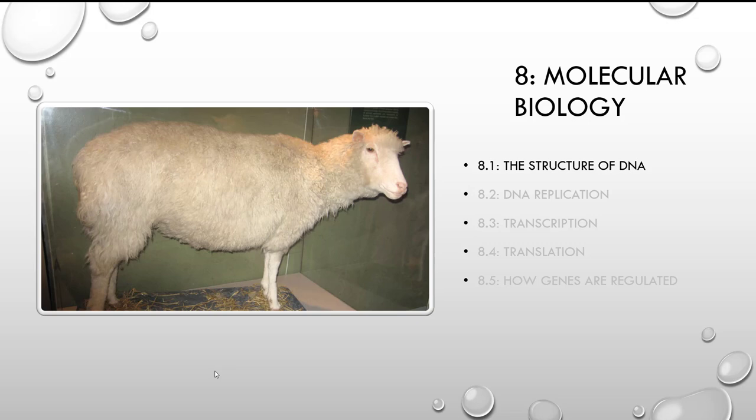So we're going to focus in on those 4 nucleotides and how just a sequence of those will code for the proteins that code for our traits. We're going to start out by looking at the structure of DNA. And from there, we're going to learn about how DNA is replicated, and then how we can take that sequence of DNA and create an actual trait from it. And then we'll start getting into how we can regulate genes.